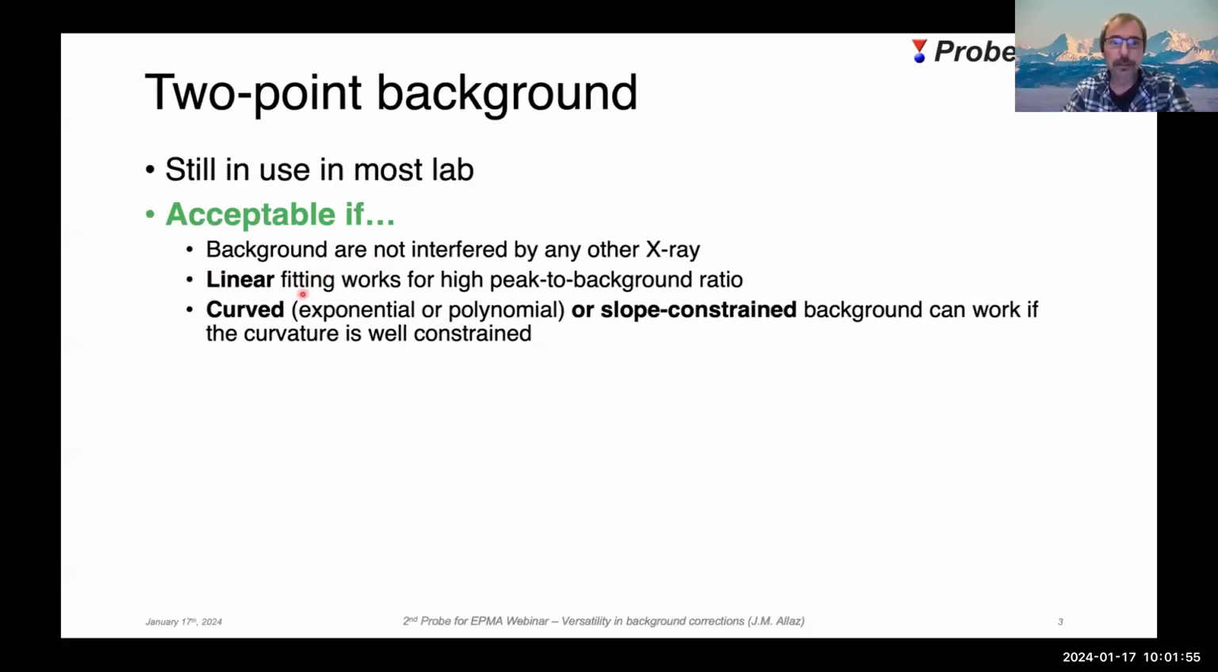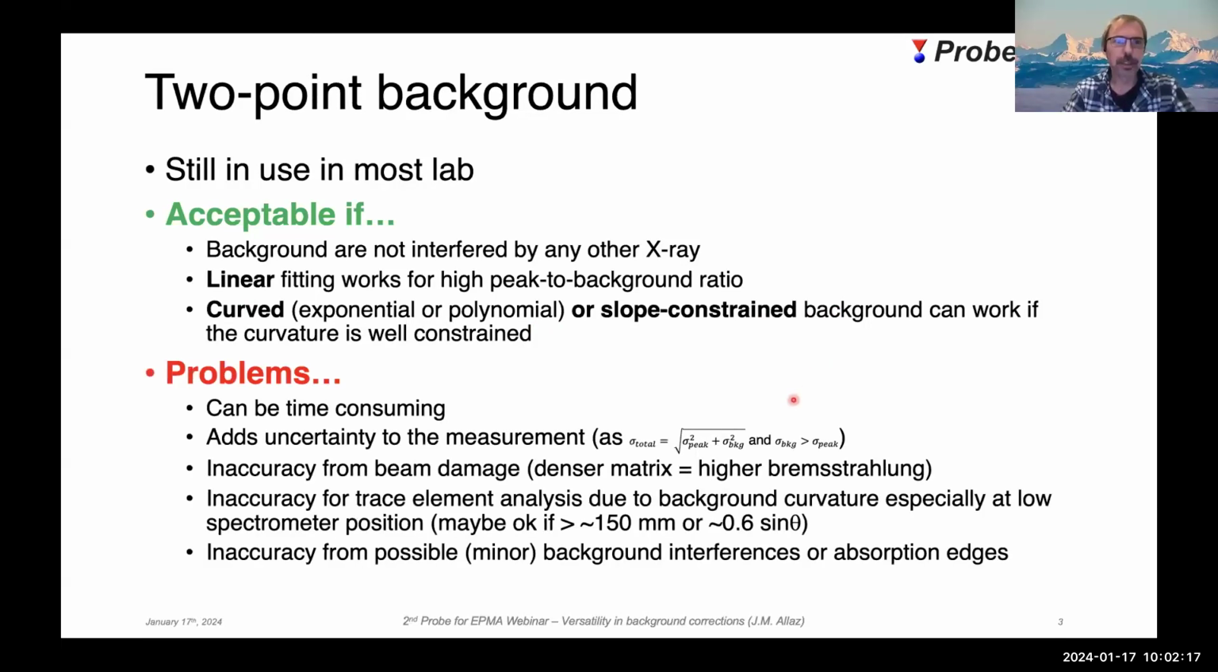The linear fitting is usually a good approach, providing you have a good peak to background ratio. And if you don't have a good peak to background ratio and you start dealing with trace elements, you will see that curvature becomes a problem. And there you'll have to deal with fitting parameters of exponential or polynomial to constrain this curvature of your bremsstrahlung. The problem with these 2-point backgrounds is that ultimately it takes time.